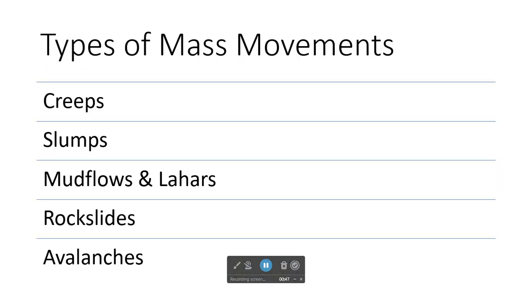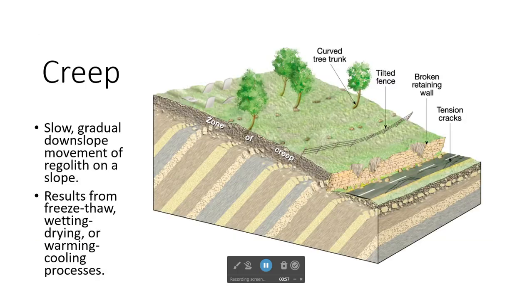So there are different types of mass movement. Today we're going to focus on creeps, slumps, mudflows and lahars, rock slides, and avalanches. Creep, which is just a creepy term, refers to the slow, gradual downslope movement of regolith on a slope. So remember, regolith is soil or loose sediment. This type of mass movement results from a few different processes.